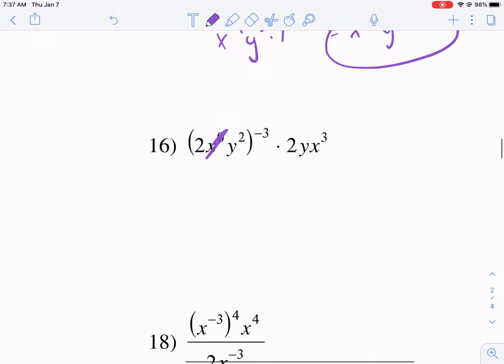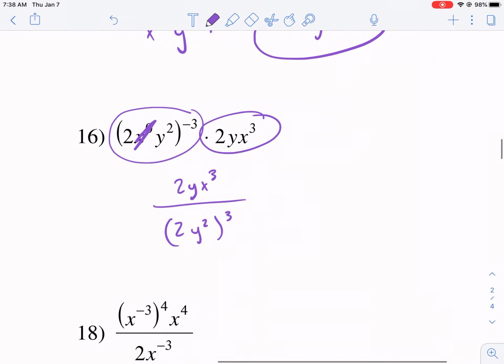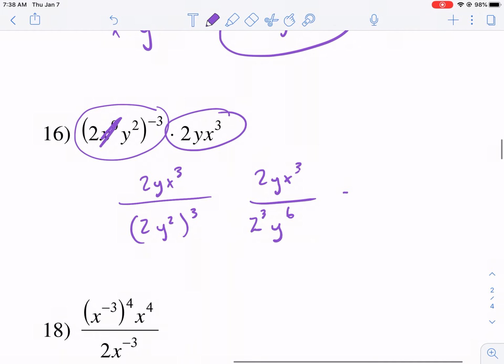We have to cancel out this. You don't want that. So we have this whole thing to the negative 3 power. Let's put it in the denominator right away and make it a positive exponent like that. And then the top we have this guy, who stays in the top. So let's distribute this power first. So we have 2yx cubed in the top. In the bottom, we have 2 to the 3rd power, and then y to the 6th. Once we distribute that exponent, power raised to a power, you multiply exponents. So we get 2yx cubed over 8y to the 6th power.